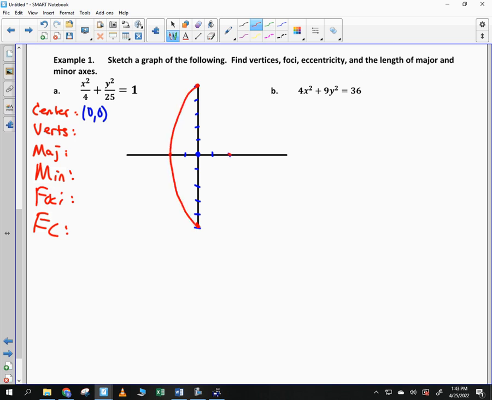So that's all we have to do to be able to sketch an ellipse. The graph is completely done. That's all I had to do. I will now identify the characteristics.